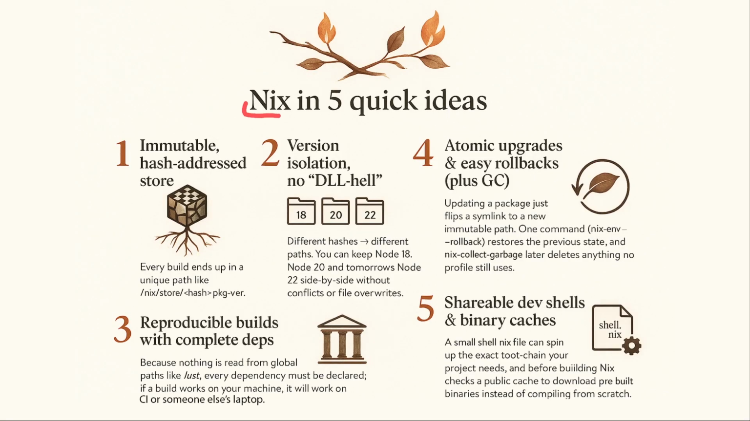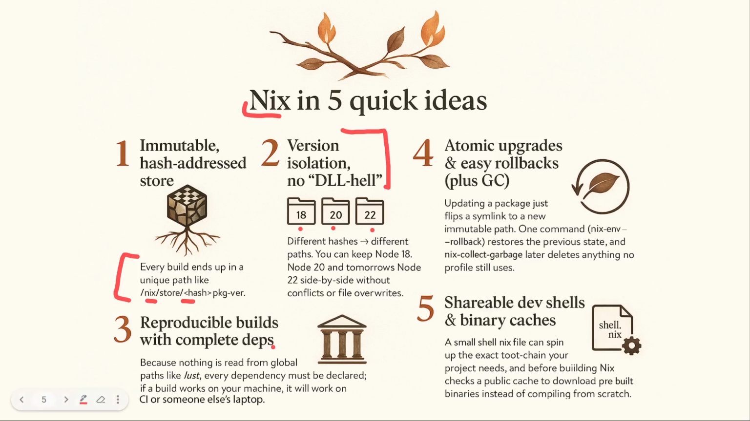Okay, but what is Nix, the package manager, in 5 quick ideas? First, you have this immutable hash address in the store. Every build ends up with a unique path like /nix/store/hash-package-version. The idea is version isolation, so you can have different hashes, different paths. You can keep Node 18 and tomorrow's Node 22 side by side without conflicts or file overwrites.